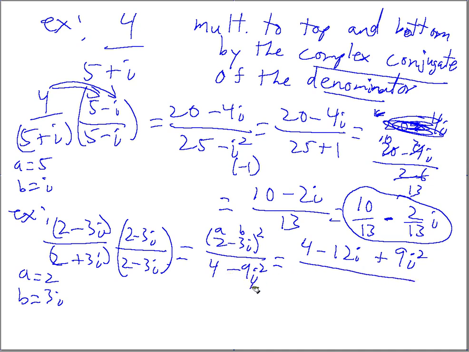Again, i squared is negative 1, so the bottom is basically 4 plus 9. So this is equal to 4 minus 12i, and again i squared is negative 1, so we change that sign to minus, so minus 9, all over 4 plus 9, which is 13.